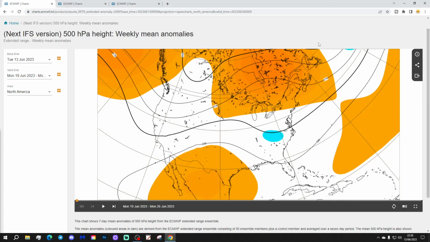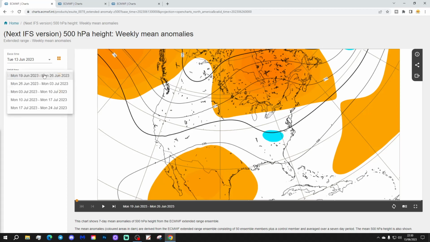Right, okay, let's start with the situation in America for next week in terms of the 500 millibar height anomaly. So this is going to take us from the 19th to the 26th of June.